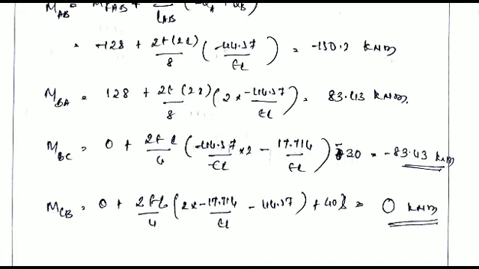Now, applying the joint equilibrium equation at joint B, the summation of moments of the members connecting at joint B should be 0. The members connecting at B are BA and BC. So the summation of moment at B will be moment of BA plus moment of BC equals 0. So MBA plus MBC should be 0. Here it is 83.43 minus 83.43 equals 0. So the equation satisfies the condition, hence the calculations of our moments are correct.